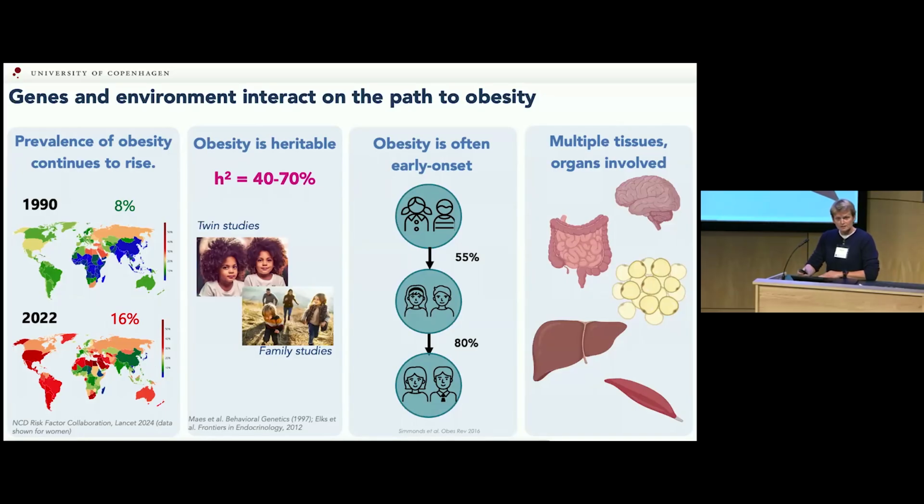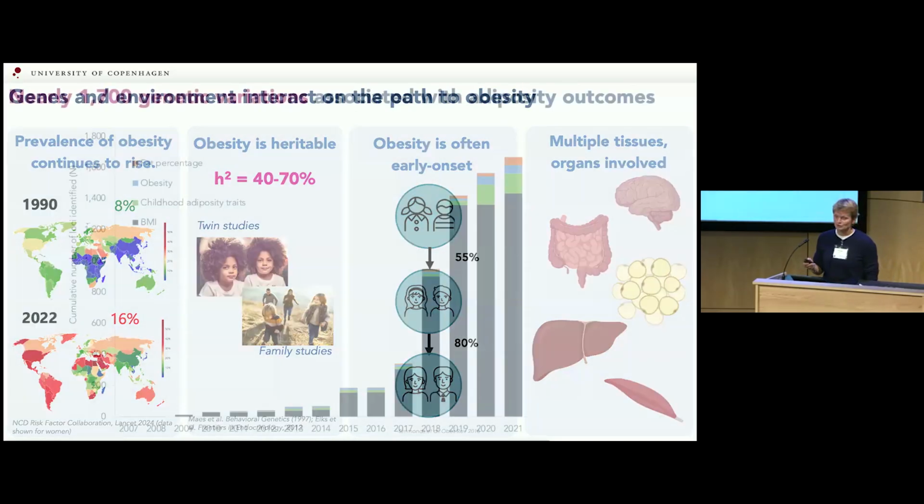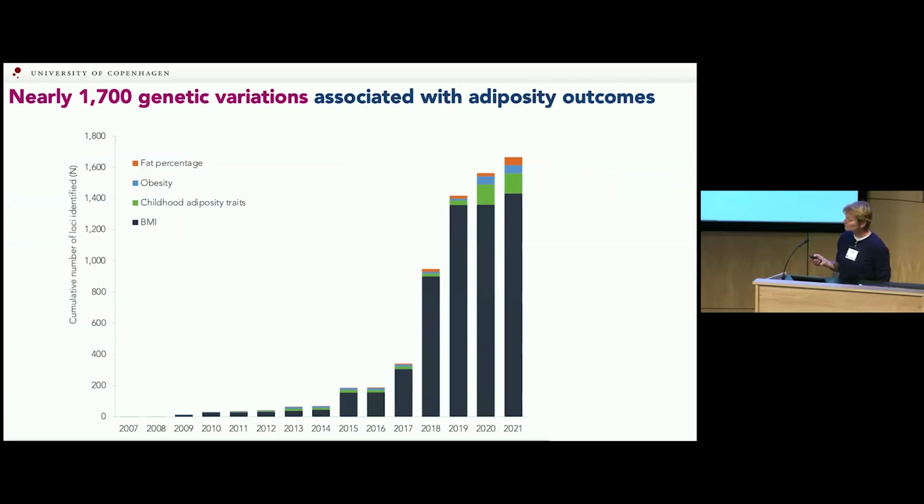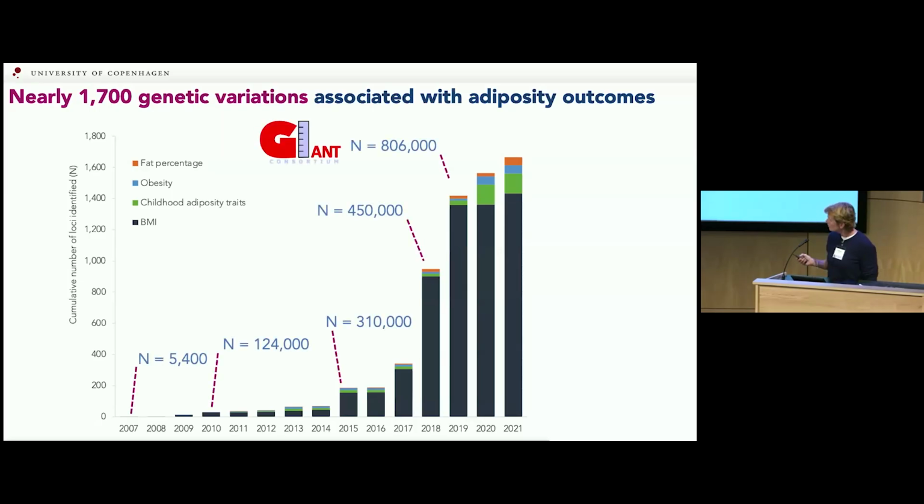When it comes to gene discovery, it's been a very successful pathway, I would say. We started in 2007 with the discovery of FTO with only a sample size of 5,000 individuals. Over time, we've identified more and more variants, mostly because we increased the sample size more and more. Many of these efforts have been driven by the giant consortia, headed by Joel Hirschhorn. By now, we have more than 1,700 variants that have been identified, mostly first identified for body mass index. A few have been identified for other adiposity-related phenotypes.